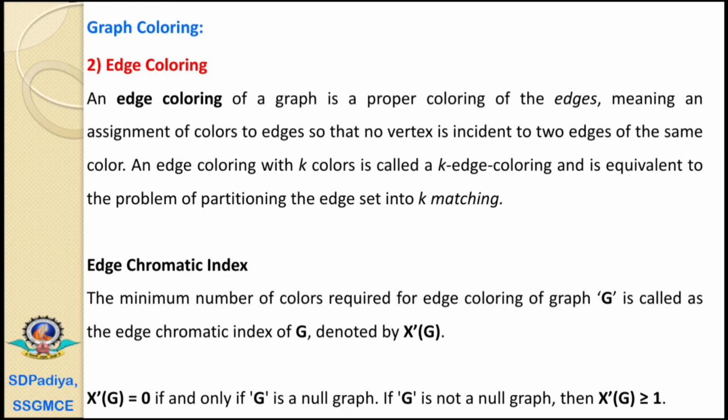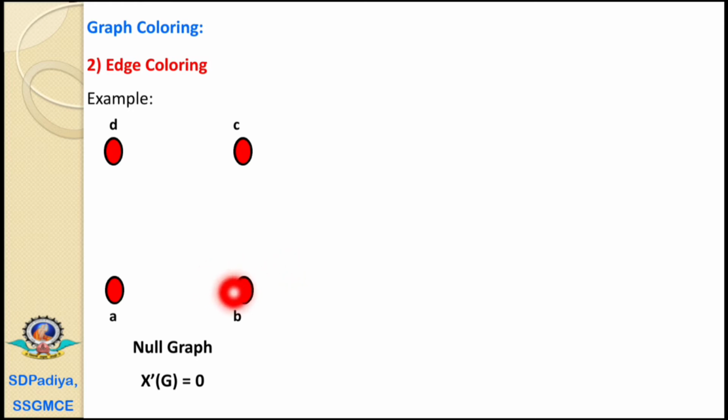And if it is not a null graph, then there may be a minimum of 1 edge, there may be 2 edges, 3 edges, 4 edges. Therefore if graph G is not a null graph, then χ' of G should be greater than or equal to 1. Let's have the example. If we have a graph with the 4 vertices A, B, C, D and without edges, that is called a null graph. There is no edge, therefore its chromatic index is equal to 0.